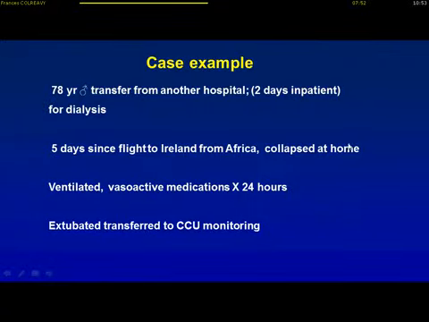To change gears a little bit, I'm going to discuss a case that was referred to me a few years ago of a 78-year-old man transferred after 2 days as an inpatient in another hospital because he needed dialysis, and that centre couldn't at the time provide dialysis for him. He had returned from a long-distance flight to Ireland from Africa, and after 5 days he collapsed quite abruptly at home. He required to be ventilated and a 24-hour period of needing vasoactive medications, and then he was extubated in that other hospital and went to their coronary care unit for monitoring.